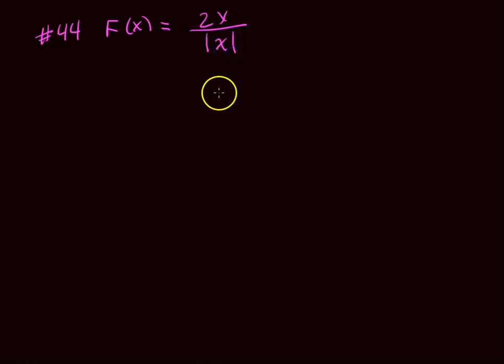Let's take a look at number 44. Capital F of x is 2x over the absolute value of x. So, in order to find even and odd, this is what we need here. Even, odd, or neither.